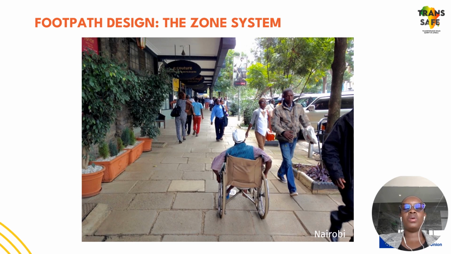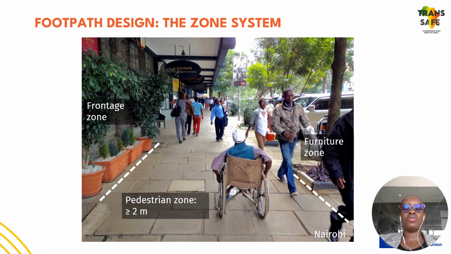Again, when we think about walking, when we think in terms of public transit, the people who commute are the same people who need to cover their last mile by walking. So what footpath design is the best? Again, it incorporates the zone system.